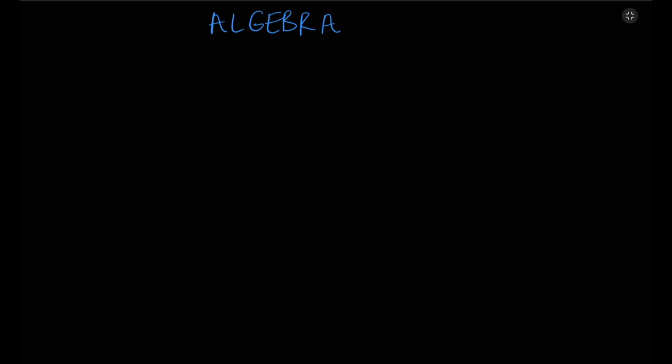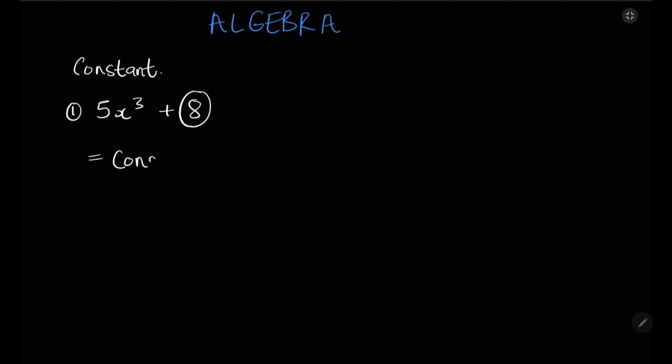So I want to introduce something called a constant. A constant is a term that does not have a variable, okay? So if you have, let's say, 5x to the power 3 plus 8, what is the constant here? It's 8 because it doesn't have a variable. So your constant is 8.